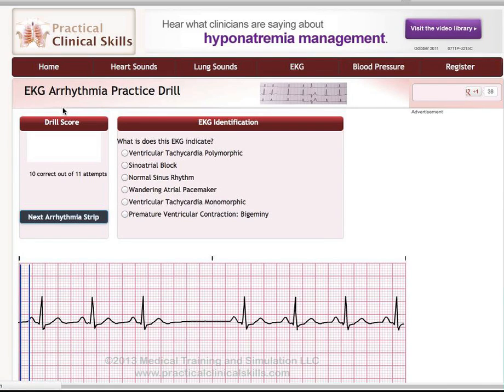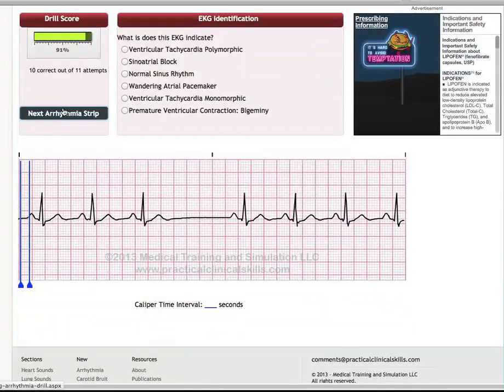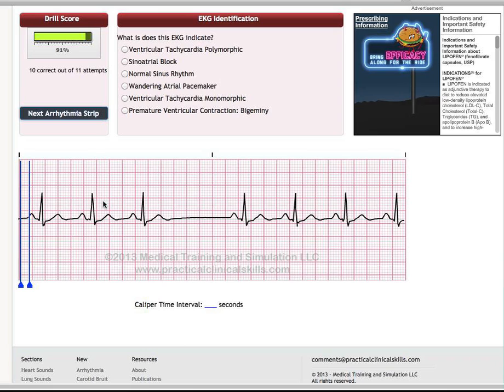All right, so what's going on here? What's our rate? Is it regular or irregular? So this looks like a regular rhythm and a regular rate, except for this little area here. So let's count out here. 300, 150, 100, 75. So this is a 75, so this is a normal rate.